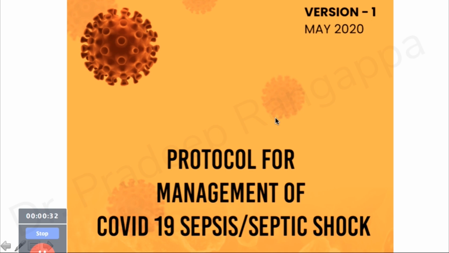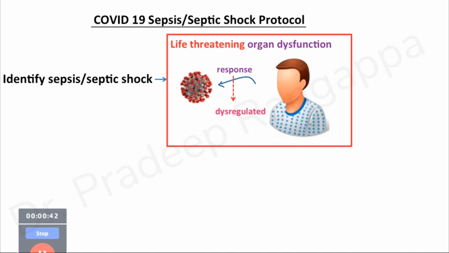So this is an algorithmic protocol which takes you step by step as to how we address a patient coming with COVID with sepsis or septic shock. The first question in all of our minds is how do we recognize sepsis? The critical aspect of COVID presenting with sepsis is for a district hospital physician to identify that this is sepsis.